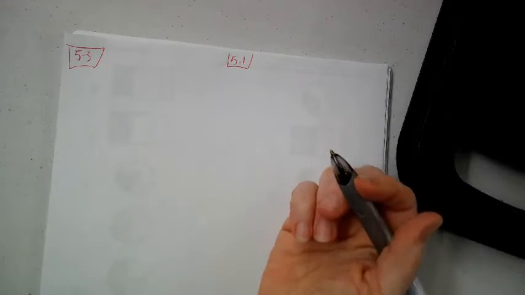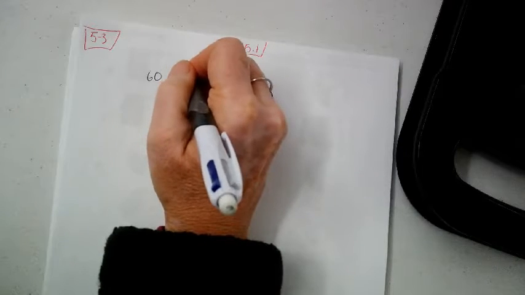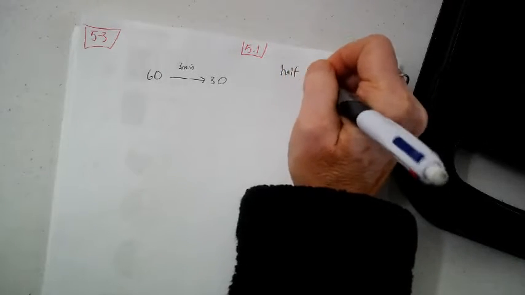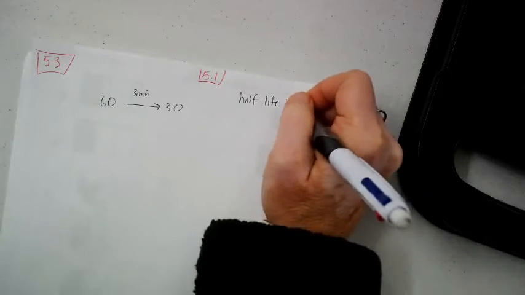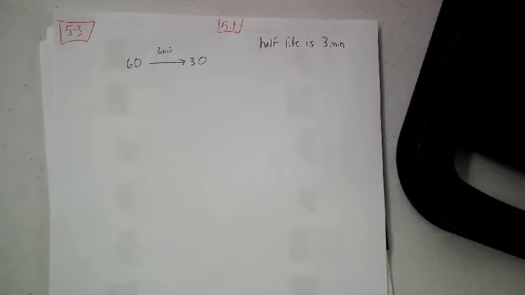So estimate the answer. It says if you start with 60, 3 minutes later you'll end up with 30 because the half-life is 3 minutes. So if you started out with 2, then 3 minutes later you'd have 1. So half of it will be left every 3 minutes.